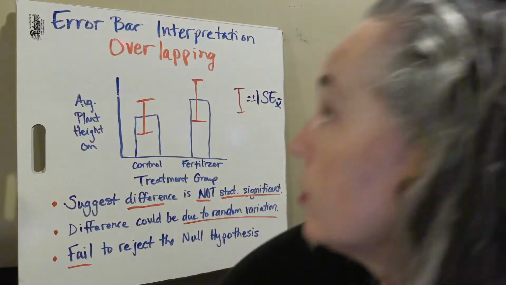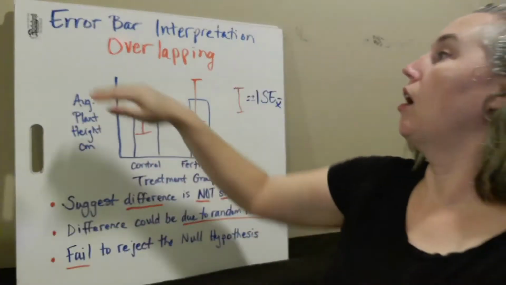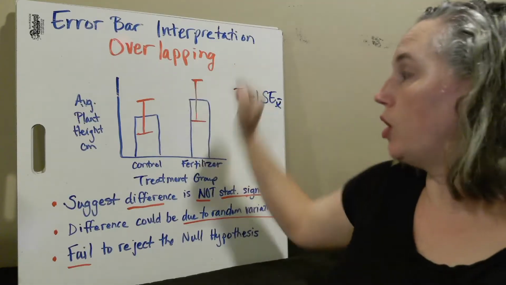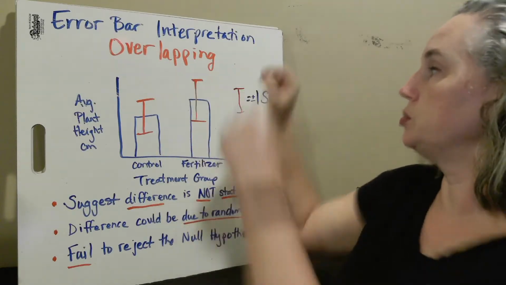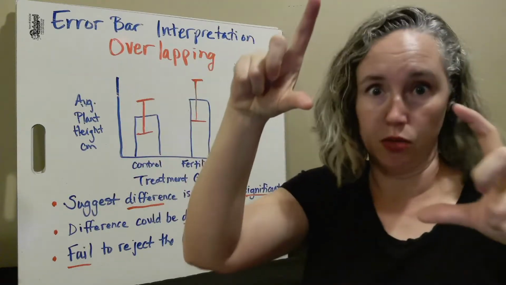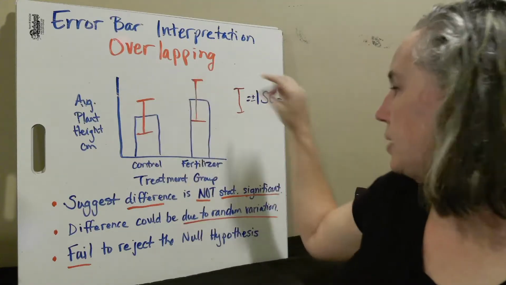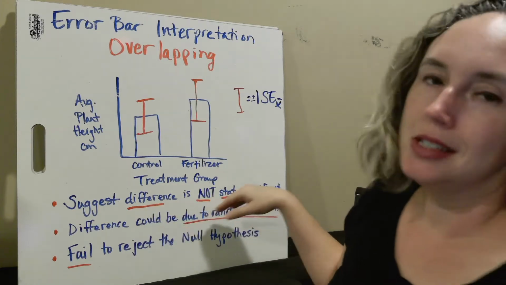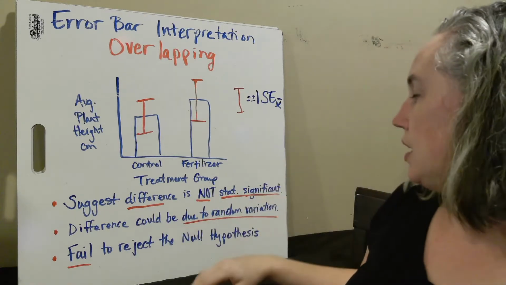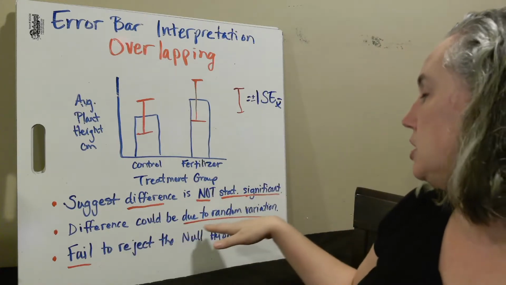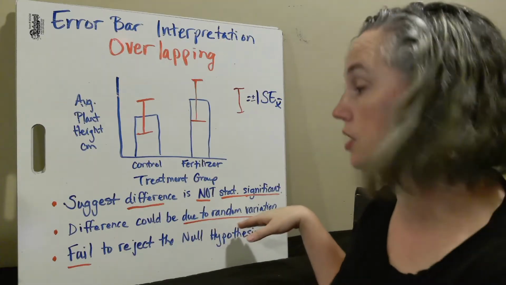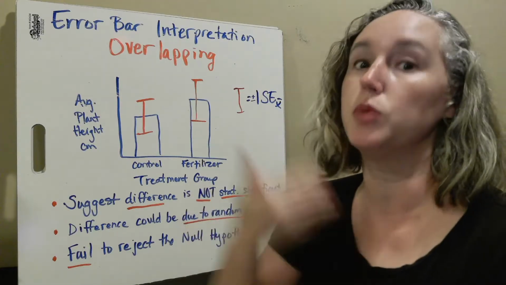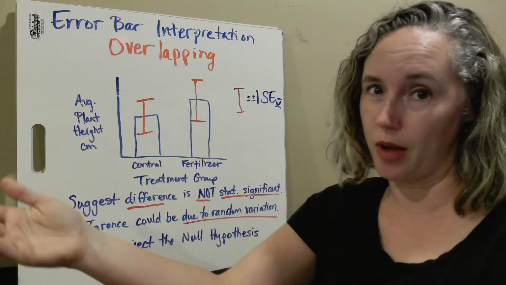Now, if our error bars do overlap, so we have two groups and they're very widely overlapping here, this suggests that the difference is not statistically significant and that the difference could be due to just random variation and chance. In that case, we would fail to reject the null hypothesis.